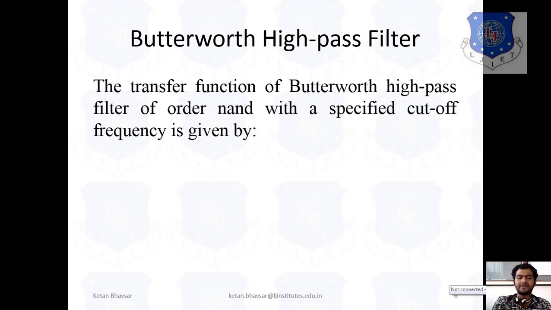Similarly, the Butterworth high pass filter. The transfer function of the Butterworth high pass filter of order n with a specific cutoff frequency is given by H(u,v) equal to 1 minus e raised to minus D squared(u,v) divided by 2 D0 squared. It represents the distance between the content, and u and v represent a specific component of the data.